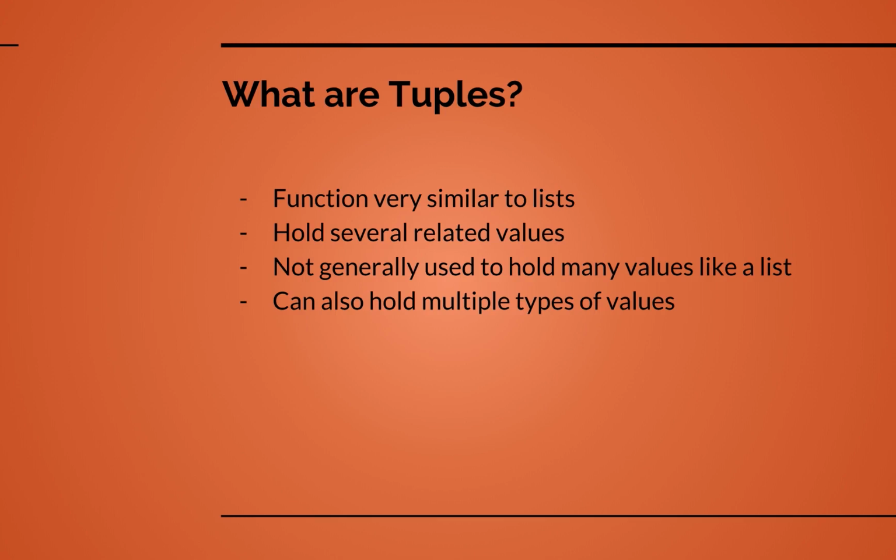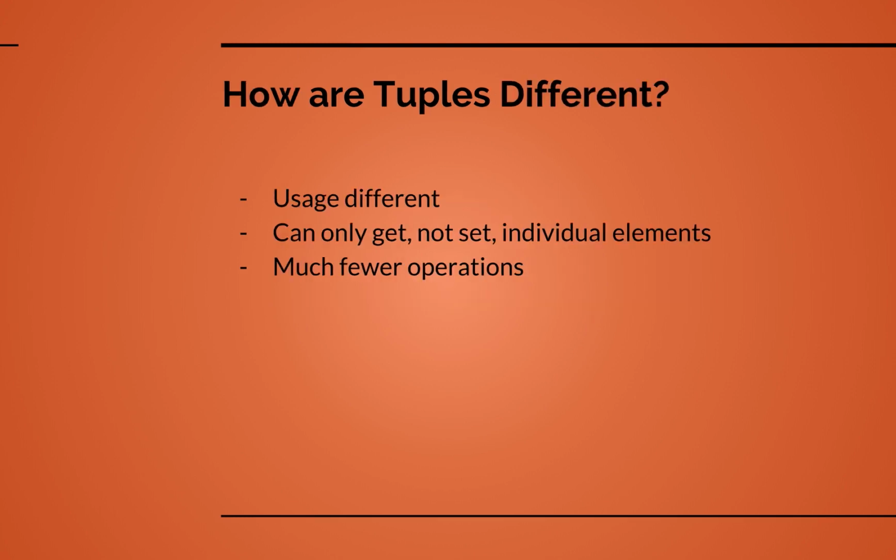So whereas we might have a list of prices or a list of stocks we're interested in, a tuple is more about holding multiple related values that all relate to a single item. Tuples also provide a way to hold multiple types of values just like lists. For example, we could have strings, ints, floats, and booleans all within the same tuple. So generally speaking, we hold just a few items rather than 10 or 20 or 30 items, as is the case with a list. So how are tuples different from lists then?